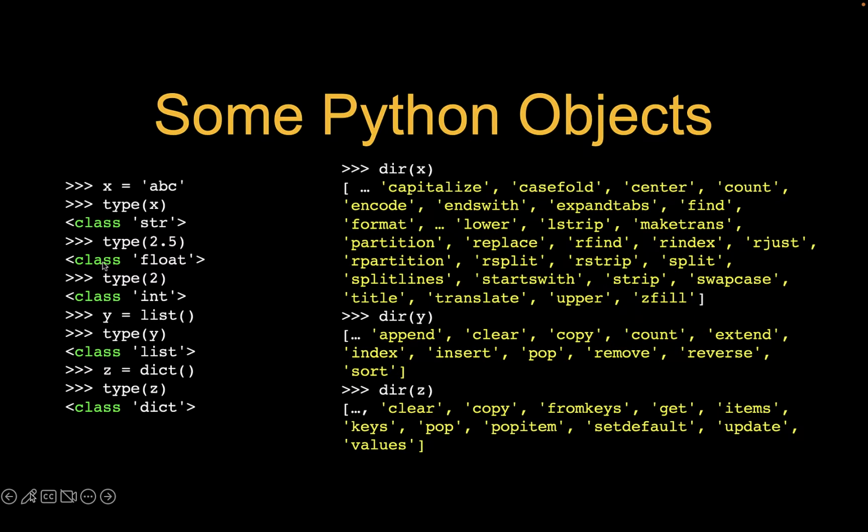X is a string. We asked the type of 2.5, so that's a float. We asked the type of 2, that's an int. We didn't assign them to variables like we did X. We create a list and we assign that to Y, so we ask the type of Y, and that's a list. And we create a dictionary and we assign that to Z, and the type of Z is dict.